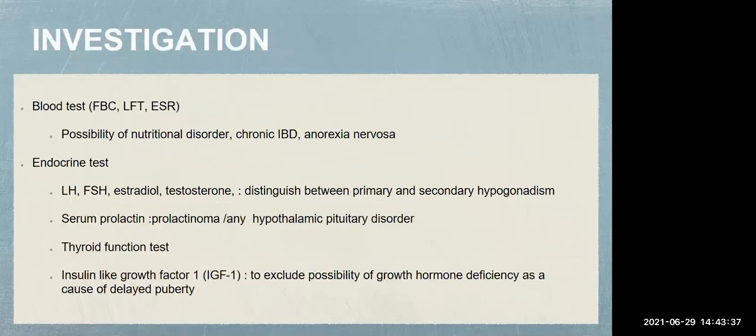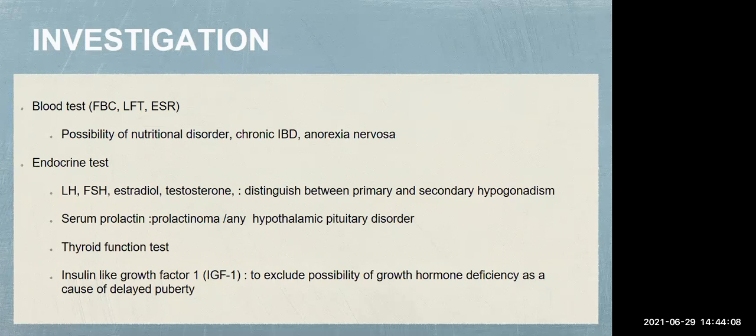Okay, so next is about the investigation. For the initial investigation, children with delayed puberty should be evaluated for the possibility of a nutritional disorder, chronic inflammatory disease, or anorexia nervosa. So we can send for full blood count, liver function test to look for AST, ALT, and also ESR. And then we do the endocrine test.